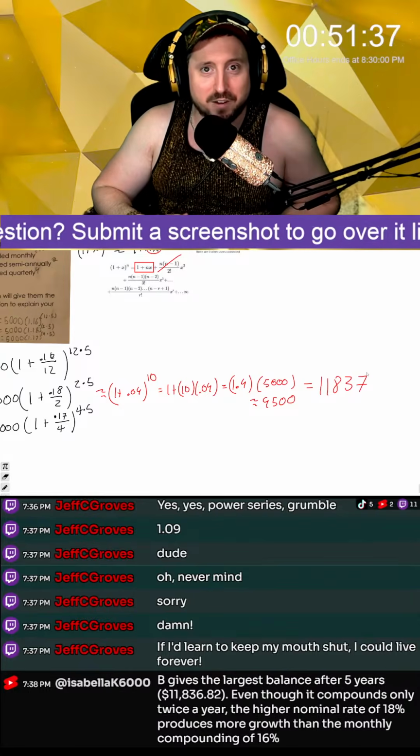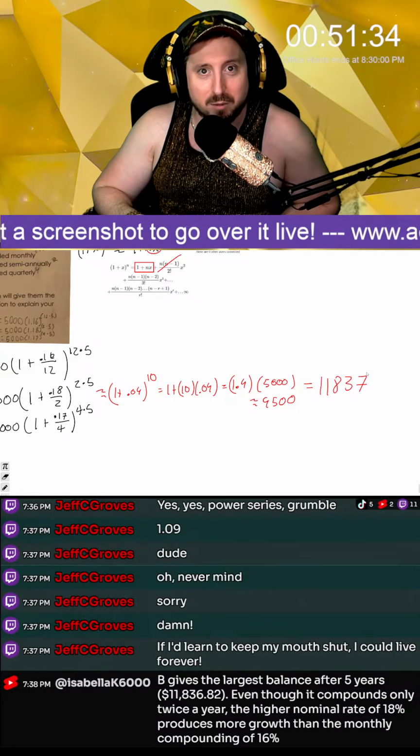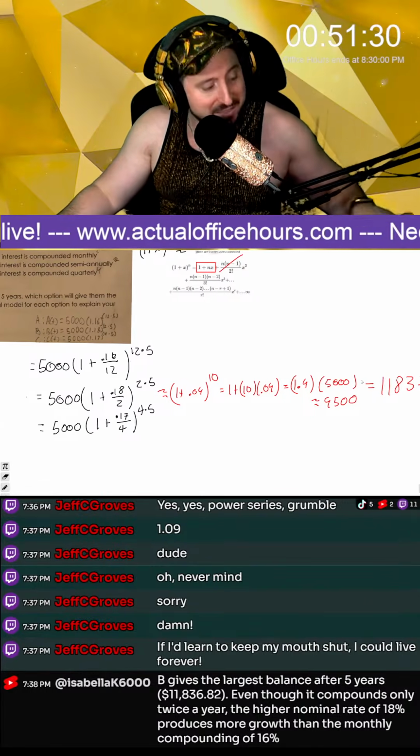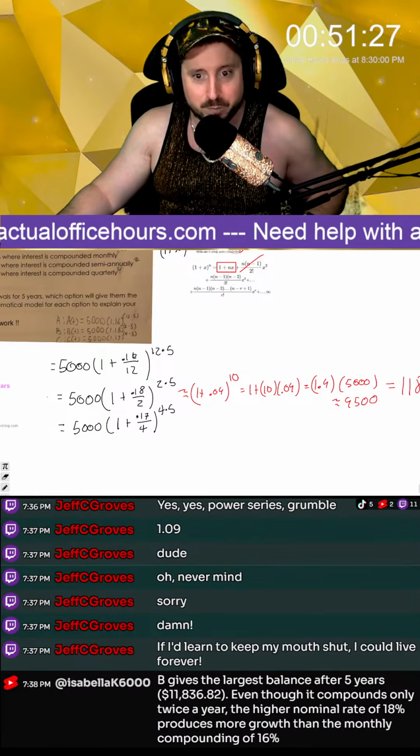B gives the largest balance after 5 years, even though it compounds only twice a year. The higher nominal rate produces more growth than the monthly compounding at 16. I like that. That's a great explanation, Isabella.